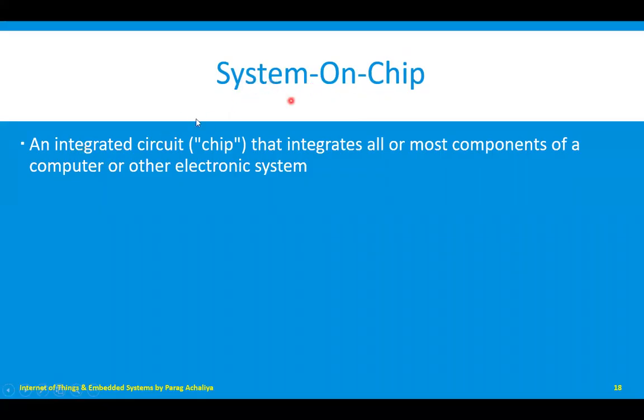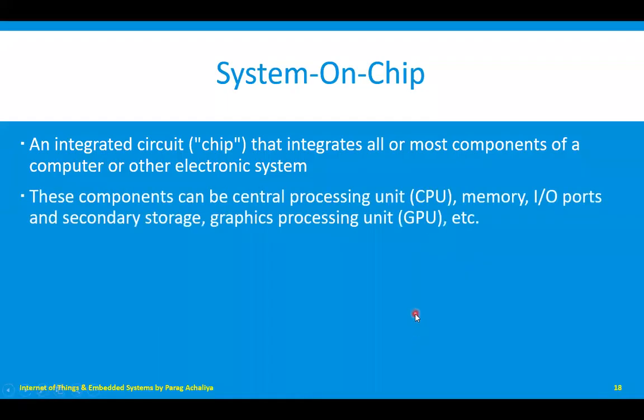So what is that? System on chip is nothing but one type of integrated circuit that is going to integrate all or most components of a computer or other electronic system. It will have all the components related to your general purpose system on a single chip. That's why it is known as system on chip. These components can be CPU, memory, IO ports, secondary storage, GPU, etc. So just remember this, system on chip is going to have everything mounted on a single chip.